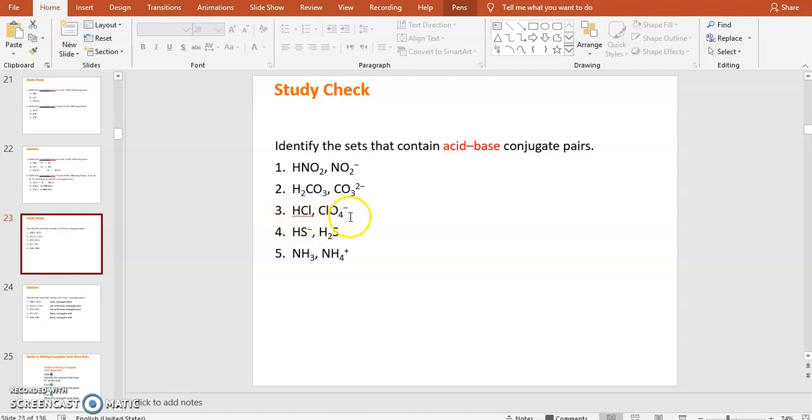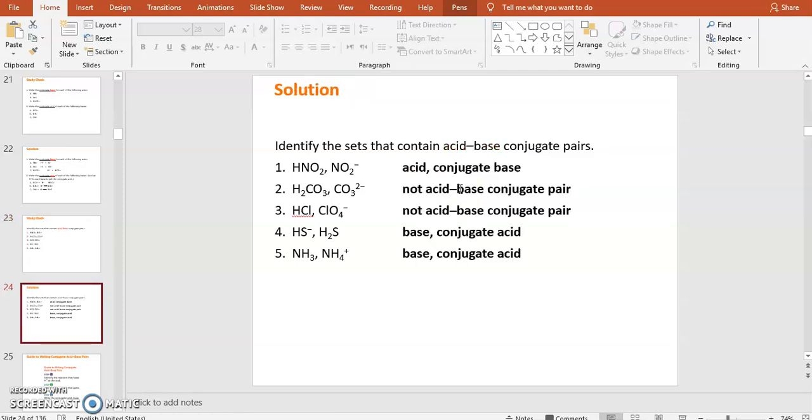HCl and ClO4, they are totally not related to each other at all. HS and H2S, yes, if this H gives away one, it will be H2S. These two, the same thing. The difference between them is one hydrogen atom. So let's get this, base and conjugate acid.